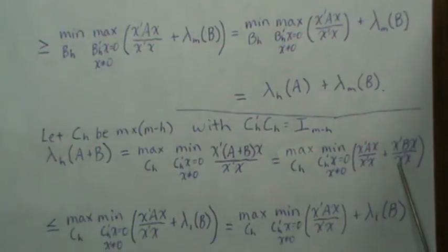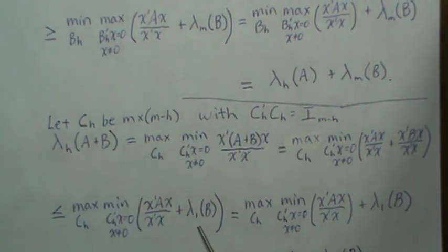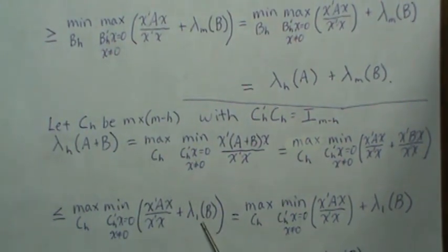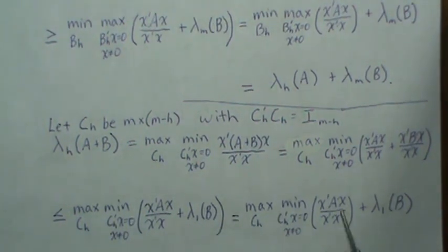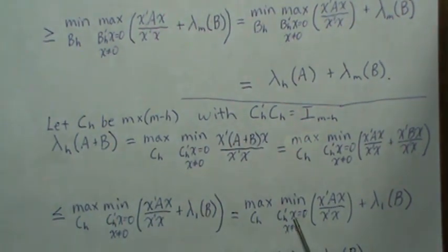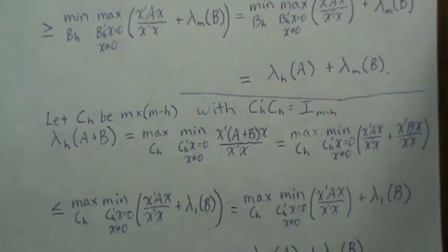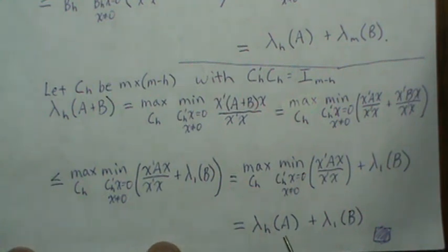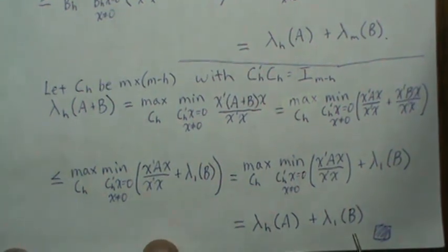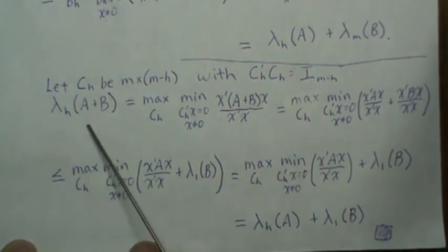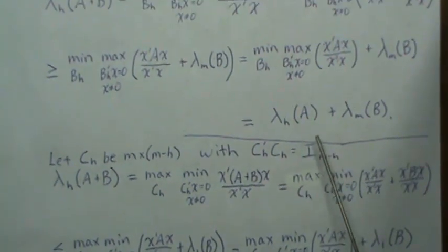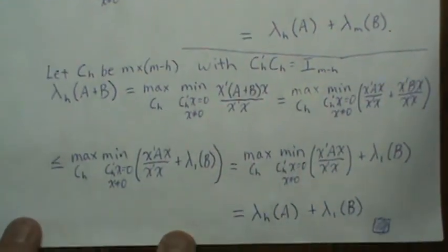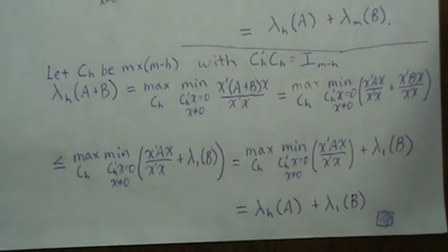But if we constrain it using this, then that has to be maybe smaller than the unconstrained. So what we do is we stick the ith largest eigenvalue of b here. Then since that's a constant, we can bring it out here. And then this, we just proved that that's the h largest eigenvalue of a. Okay, well then we just showed the proof that this has to be less than or equal to this, and it has to be greater than or equal to this. And that's the result that we wanted to show.